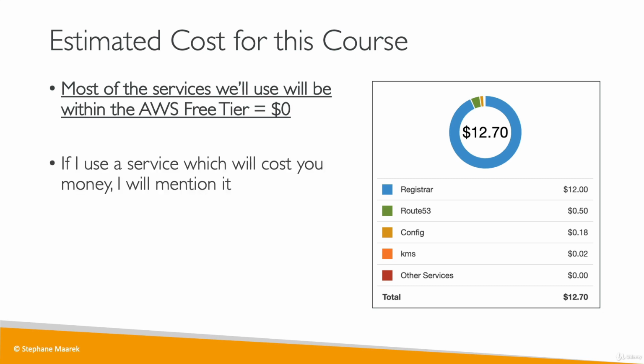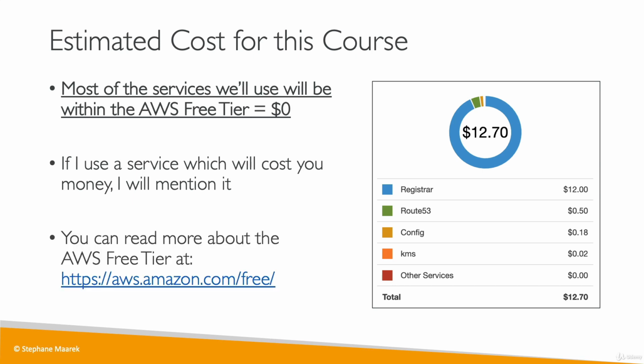Now, if I use a service in this course that will cost you money, I will mention it and I will leave you the option to not do the hands-on with me and just watch me do. For example, the most expensive item in here is the registrar because I purchased a domain name, so a URL, for example, stefanccp.com. You can read more about the free tier at this URL if you're unsure about if something is going to cost you money or not.